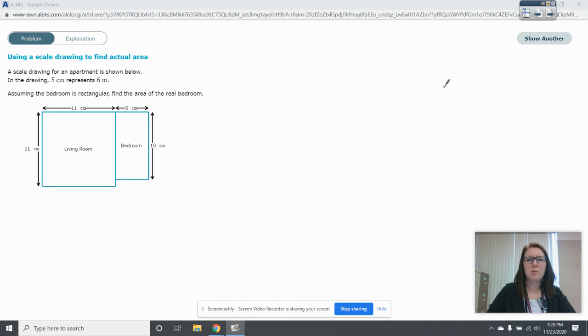Hi, we're going to talk about how to actually use scale when we have shapes, and how to use scale factors to reproduce new shapes. A scale drawing for an apartment is shown below. In the drawing, 5 centimeters represents 6 meters. So that's our scale factor, 5 centimeters to 6 meters, where 5 is going to be our fake thing.